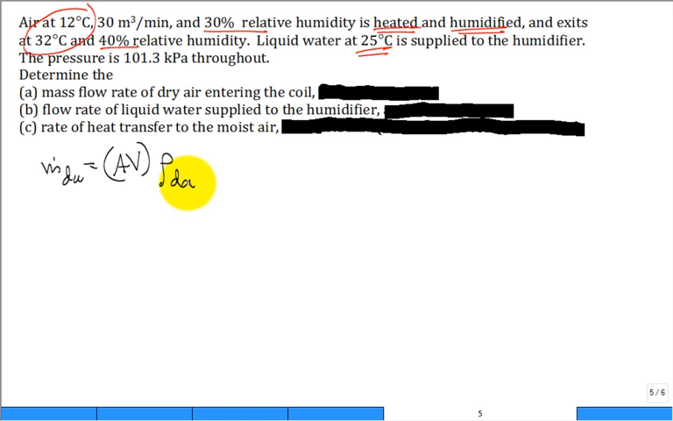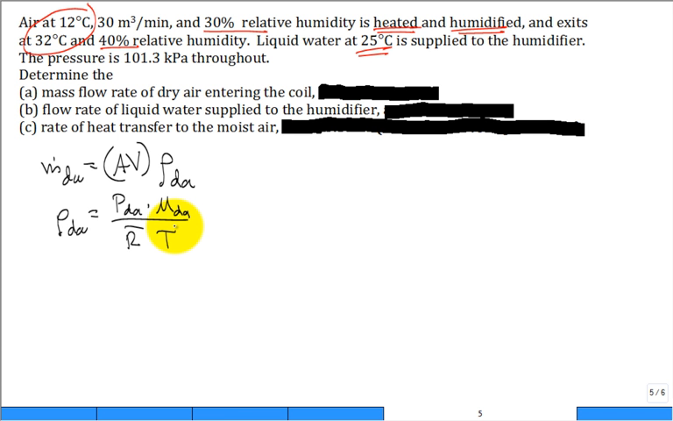You use the ideal gas equation. The density of the dry air is equal to the partial pressure of the dry air times the molar mass of the dry air divided by R bar T of the mixture. I know that this is the ideal gas equation. You just need to be good at it, right?